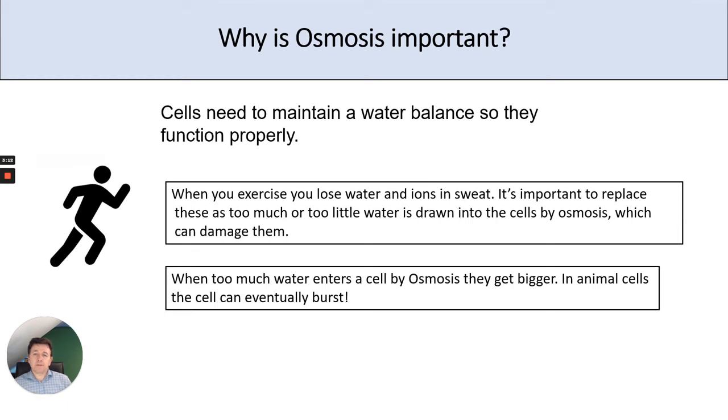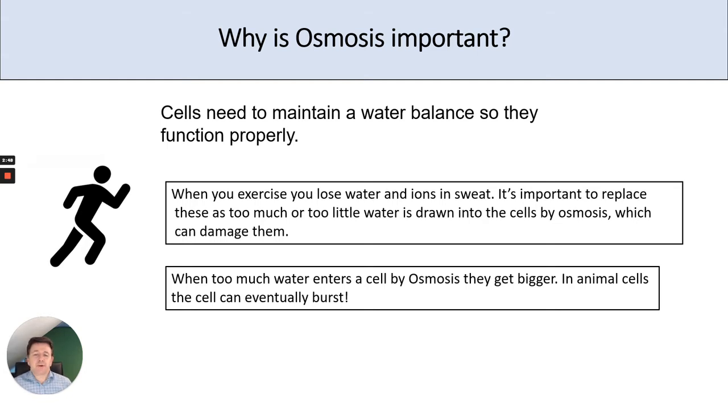So why is osmosis important? Cells need to maintain a water balance so that they can stay hydrated and function properly, to allow chemical reactions to occur. For example, when you exercise, you're going to lose water and ions in sweat. So it's important to replace these as much as possible, so that water is drawn into the cells.